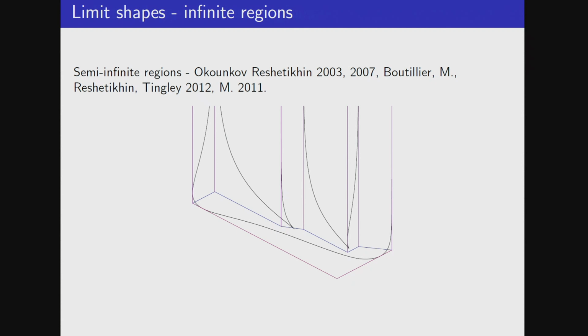Okay, so all the results that I mentioned so far are about the limit shape or the limit curve. What about the fluctuations? What about the randomness in the liquid region or in the other regions? Well, to study those, you study correlation functions.